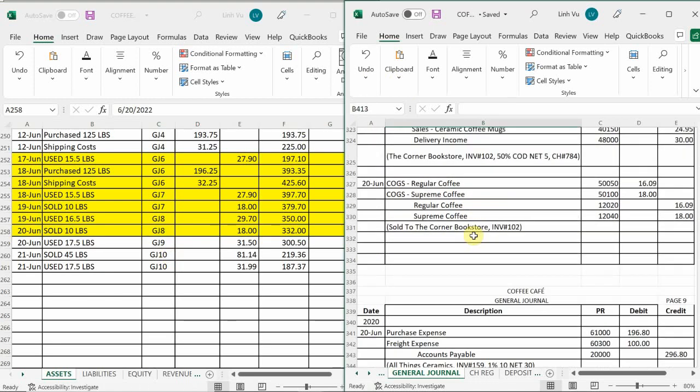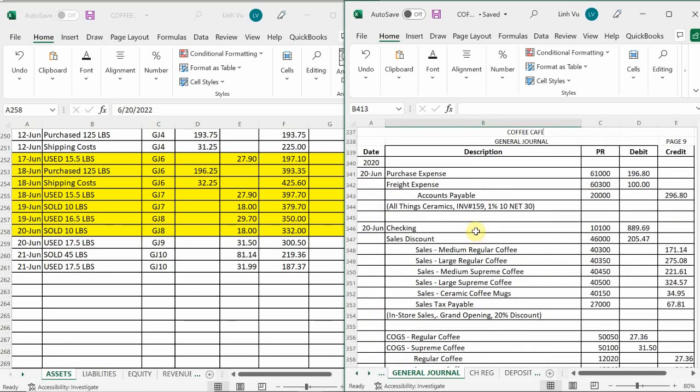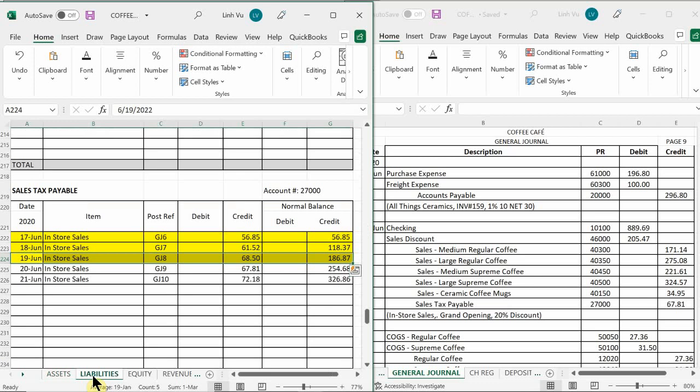So we got 2 more pages of transactions. And if we don't find it, then there's something that we must have missed in between the transactions we recorded. We didn't record one, or we put a typo in here somewhere. Now the next one is we received some purchase expense and some freight expense and an accounts payable. So purchase expense, right? We have it for $196.80, and then we have an accounts payable. So let's do accounts payable first.